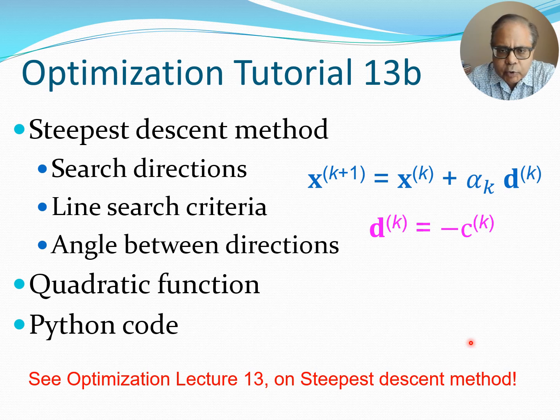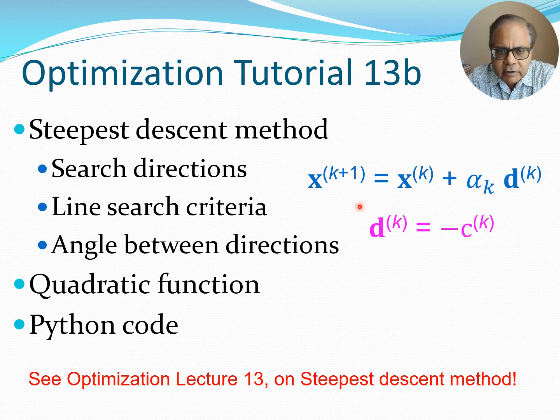Now we of course know that the steepest descent method has the form dk is minus ck, and typically when you are moving in the design space in any direct search method, the algorithm has the form xk plus 1 equals xk plus alpha k dk. And what happens in the steepest descent method is that the search direction is simply the negative of the gradient vector. So we are defining the gradient vector by the notation c.